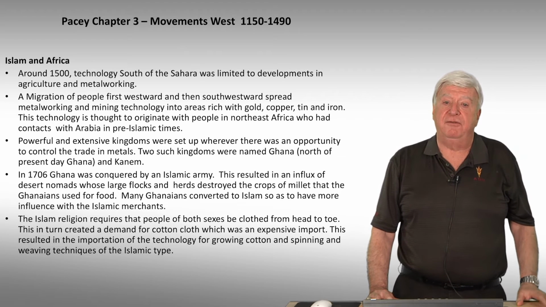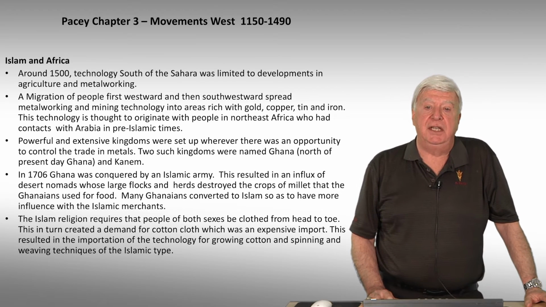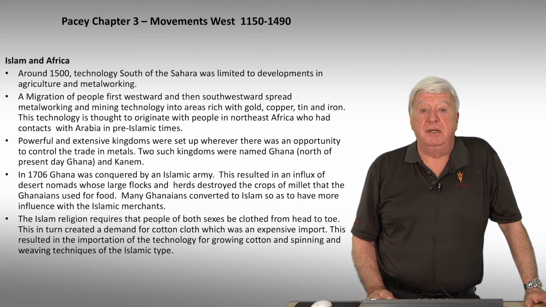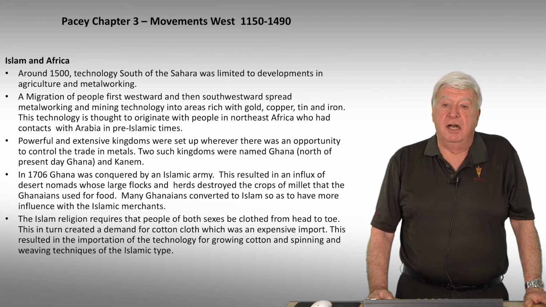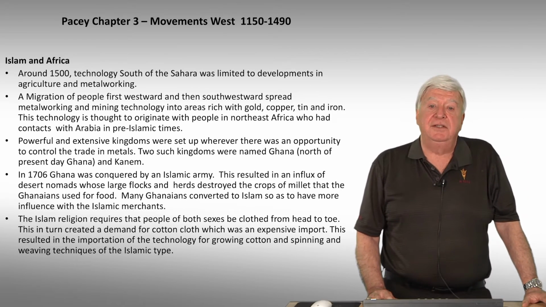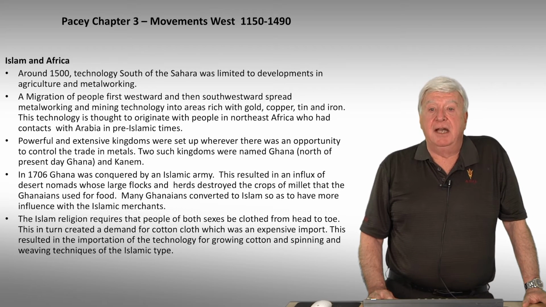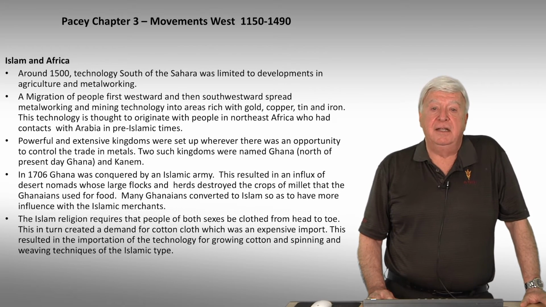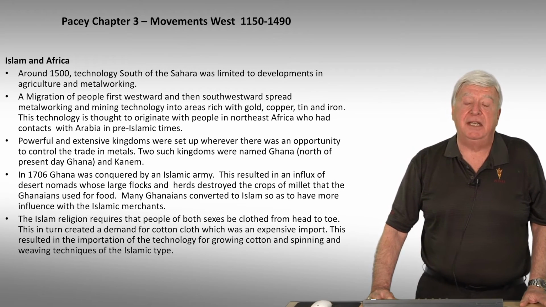A migration of people, first westward, then southward, spread metalworking and mining technology into areas rich with gold, copper, tin, and iron. This technology is thought to originate with people in Northeast Africa who had contacts with Arabia in pre-Islamic times. Powerful and extensive kingdoms were set up wherever there was an opportunity to control the trade in metals. Two such kingdoms were named Ghana, north of present-day Ghana, and Canaan. In 1706, Ghana was conquered by an Islamic army.